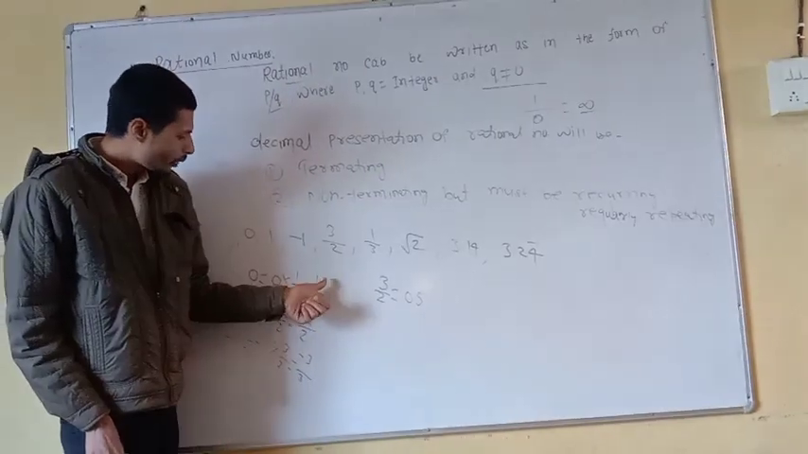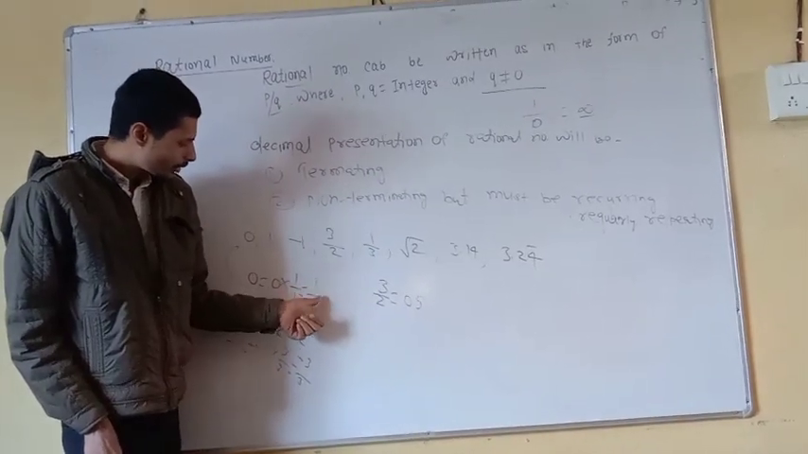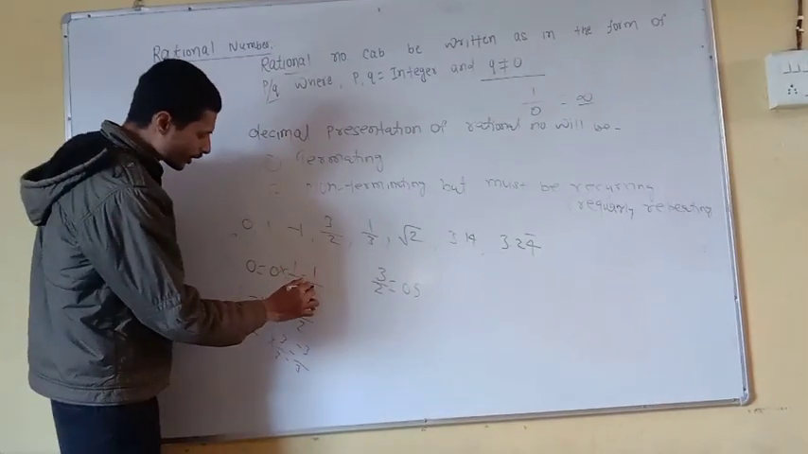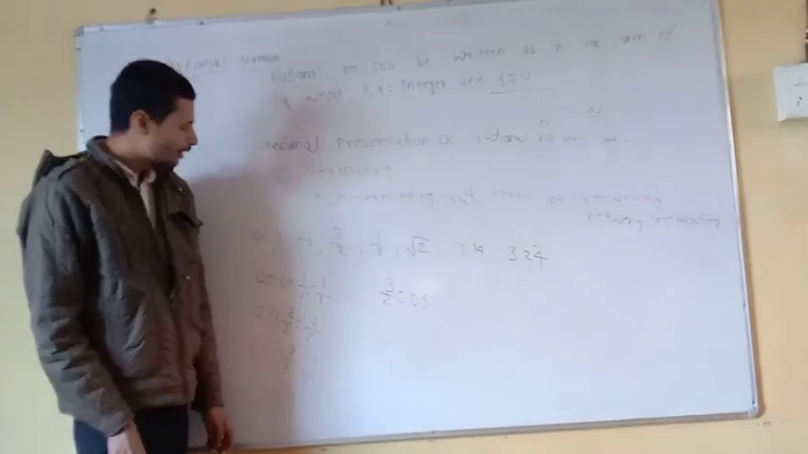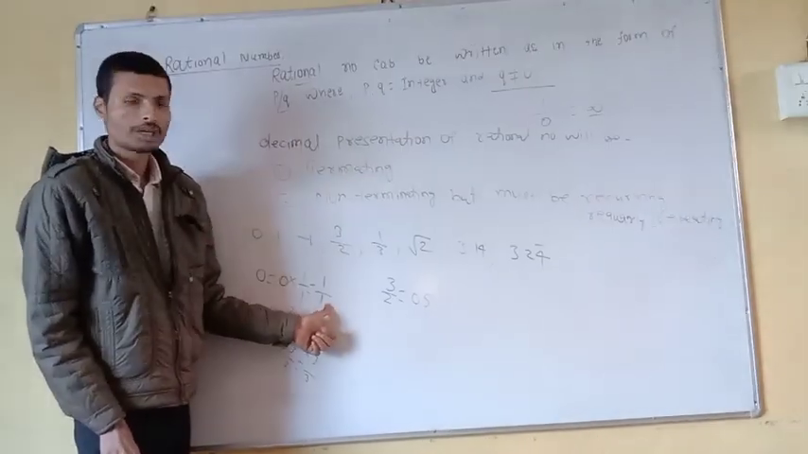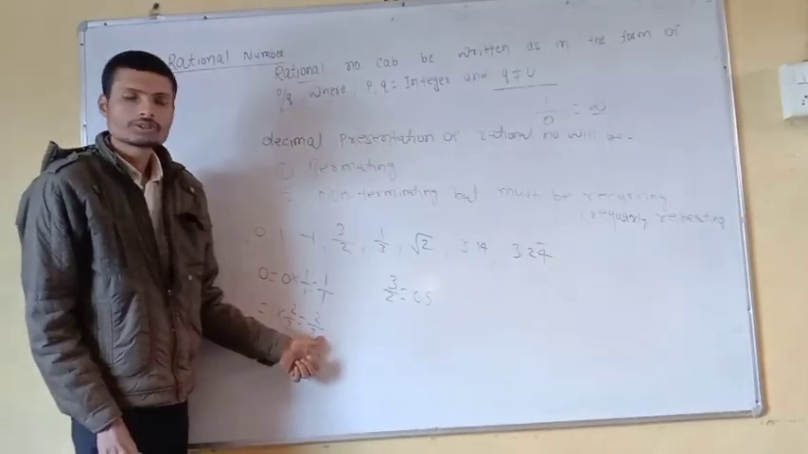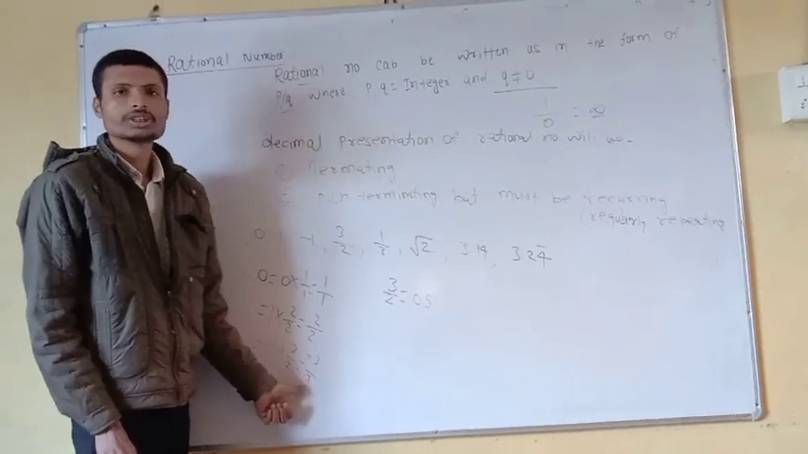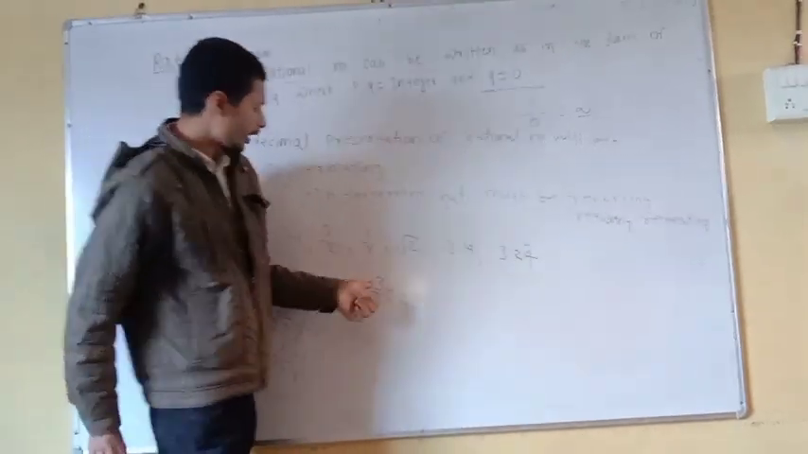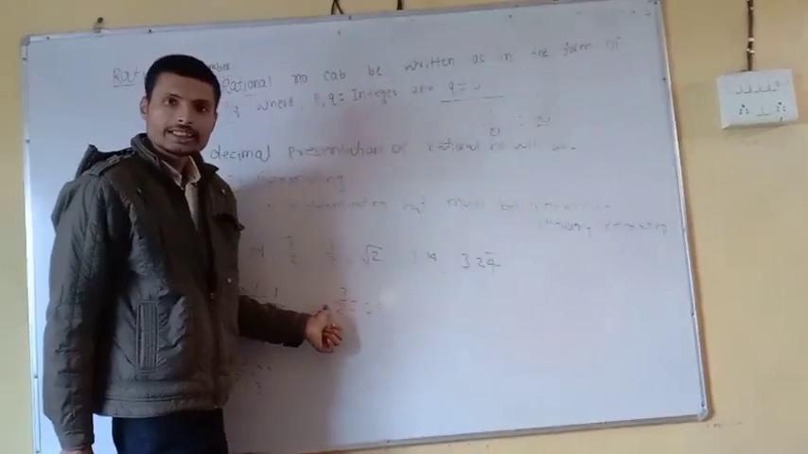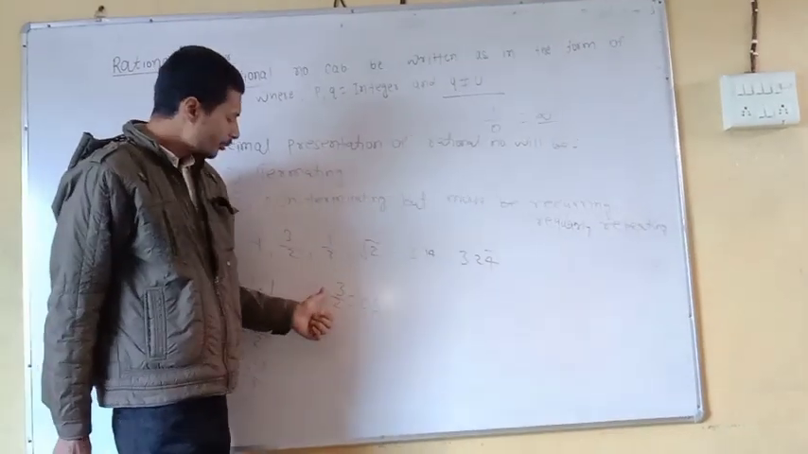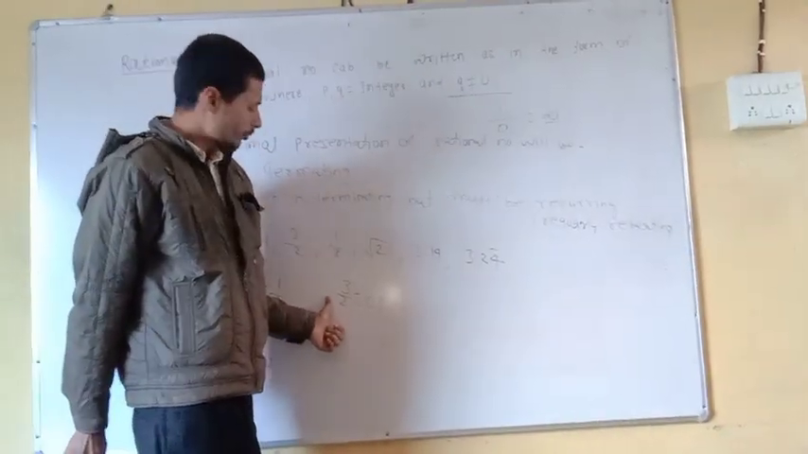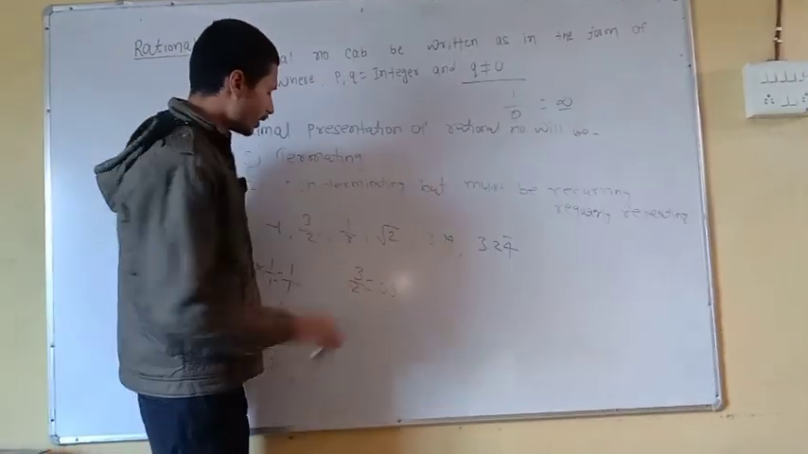I will say why it will be not equal to 0. This 1 upon 1, what does it mean? It says 1 in 1 part. 2 upon 2 means 2 in 2 parts. 3 upon 3 means 3 in 3 parts. Here 3 upon 2 is already written in the form of p by q. It means 3 in 2 parts. What does it mean? We will get 1.5.